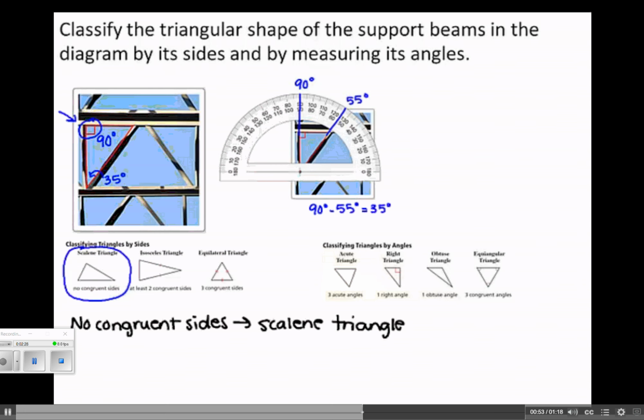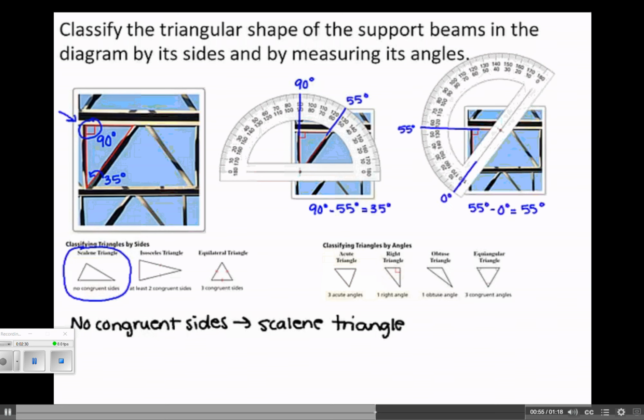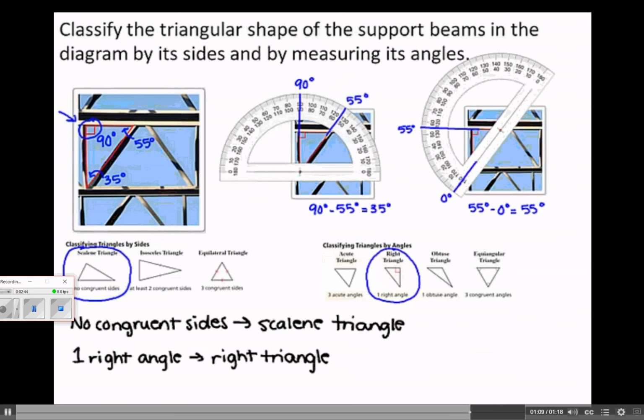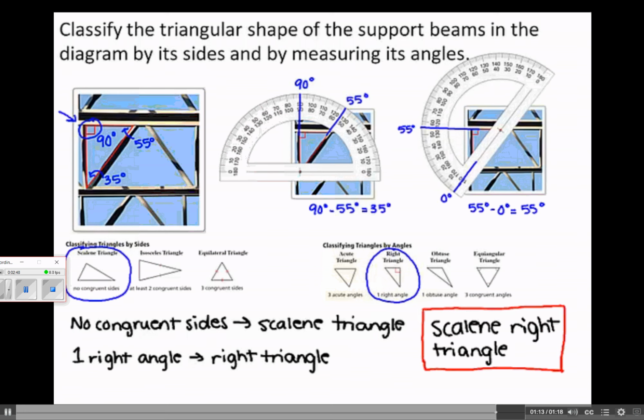35 degrees. Finally, when you measure the third angle in the triangle, you find that its measure is 55 degrees. Now, this triangle has one right angle and two acute angles. So, because it has one right angle, this triangle is a right triangle. Therefore, you can classify this triangle as a scalene right triangle.